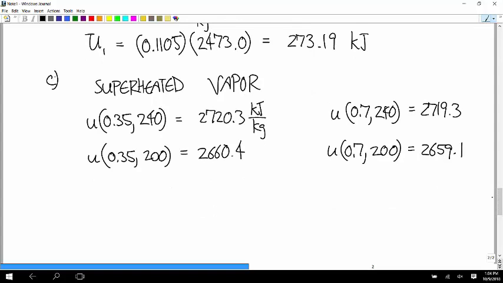And so you can interpolate in either order of steps. You can first do the interpolation over the pressure, or first do the interpolation over the temperature.